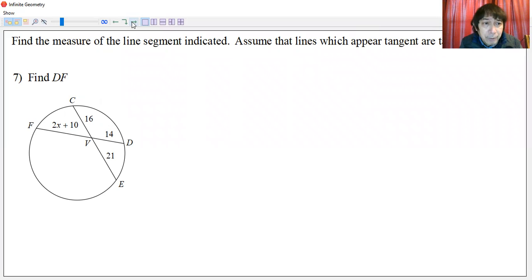Find DF. We're looking for which segment length? It will be this one. We're looking for the length DF. I marked it red. So the same principle that we used a while ago. This time we have labels for the points, so we can work out our working equation. For our solution, it goes like this. We have CV times VE must be equal to FV times VD.